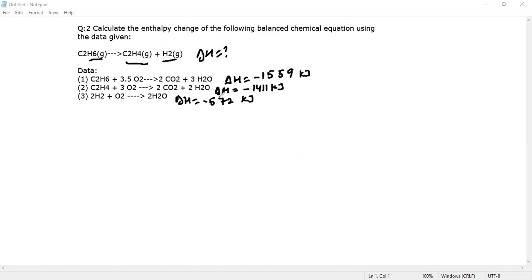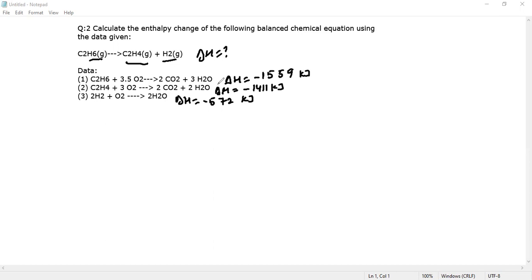And what is the data given to calculate that? C2H6 plus 3.5O2 becomes 2CO2 plus 3 water. This is the delta H value for the first equation. This is the second equation, which the delta H value is also given for. And this is the third equation. This is given. Okay. Now, what do we do for this?